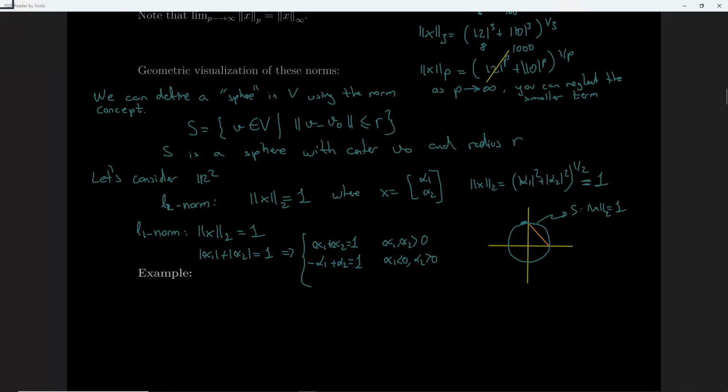And in the second quadrant, when alpha 1 is negative and alpha 2 is positive, that is this line over there. And if you continue for the other quadrants, it goes like this. Okay. So for my bad drawing, actually those points are plus 1, minus 1, minus 1, plus 1. Yeah, the arrows there, right? This is alpha 1 and alpha 2.